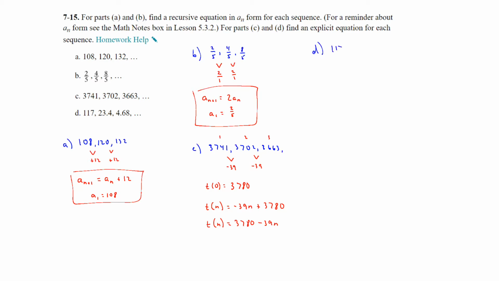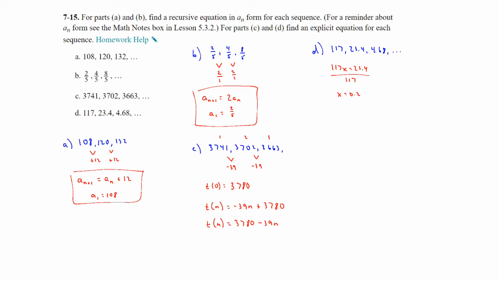So we have 117, 23.4, and 4.68. So what are we looking for on this one? This one, because of the decimals that showed up to me, is going to be something that is being multiplied. So to work backwards, I want to figure out, 117 times what is going to give me 23.4. So I'm going to take 23.4 and divide by 117. And to get a value of 0.2.